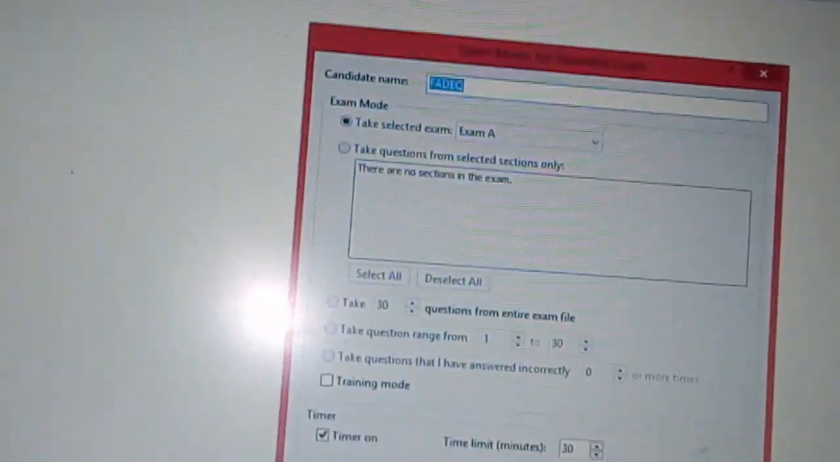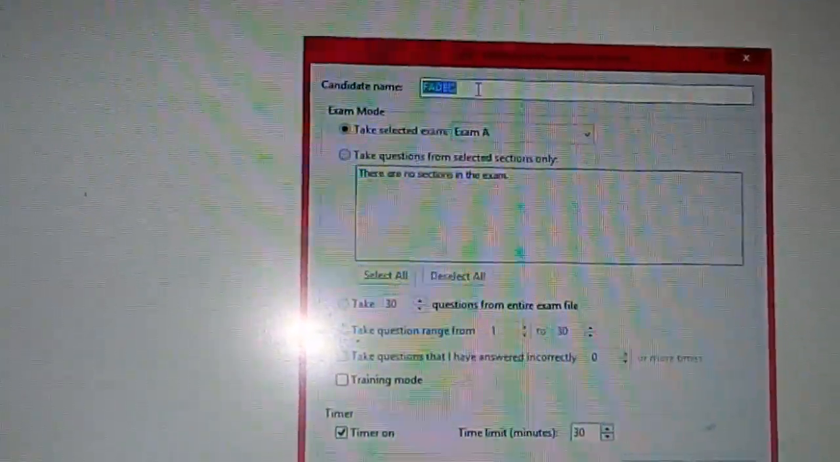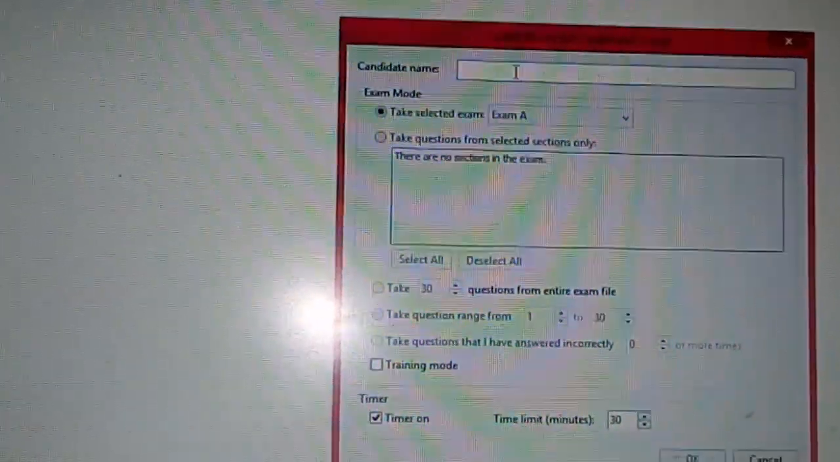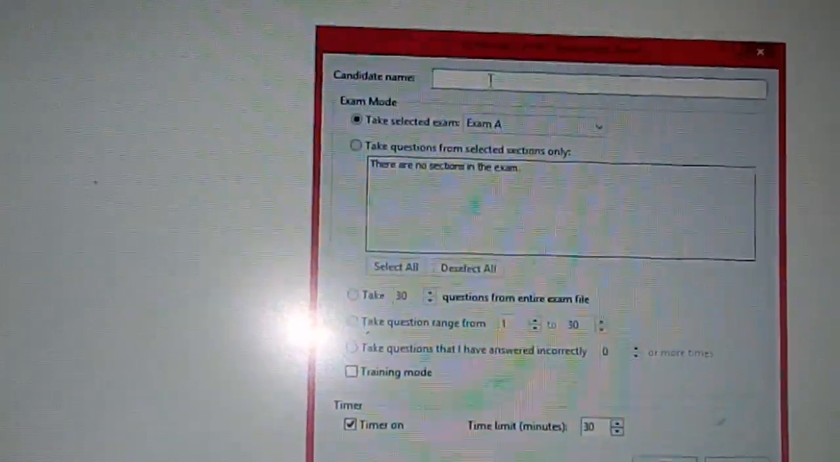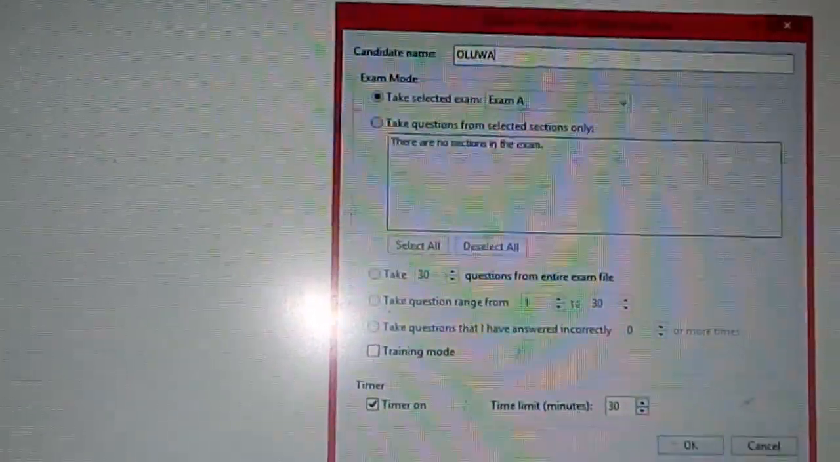Once you start, it's going to ask for the candidate name. You put the name of the candidate that wants to sit for the exam. Let's say Oluwa Dakun.